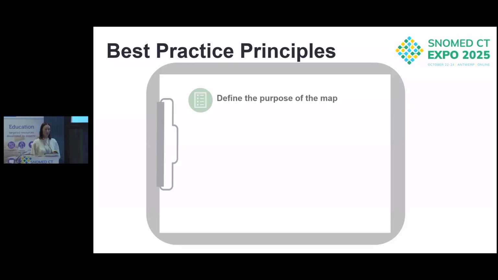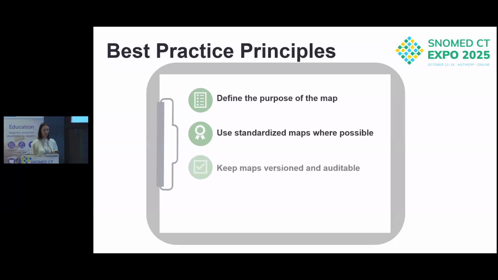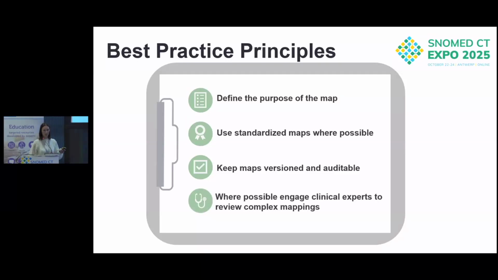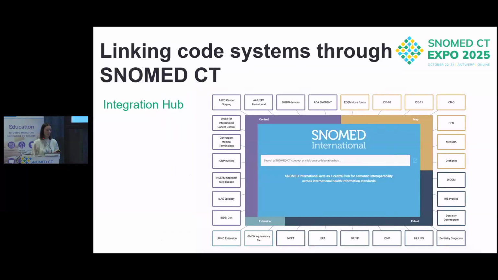And best practice principles: define the purpose of your map. Use standardized maps where you can, as a lot of maps are being created with a standardized process in place. Keep them versioned and auditable, and where possible, engage clinical experts to review any complex maps that you've got. We know that's not always possible, and maps are made in other areas, but sometimes having that clinical input into what's being developed is key.